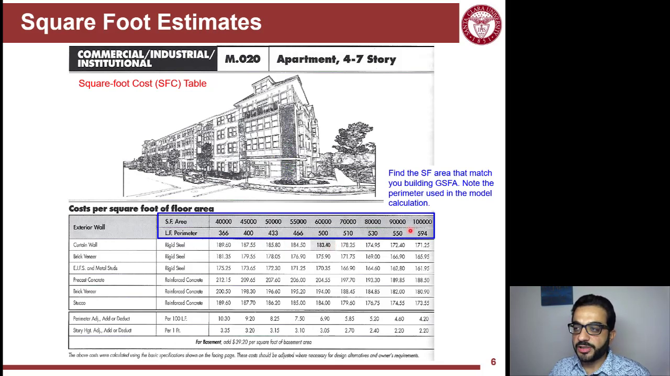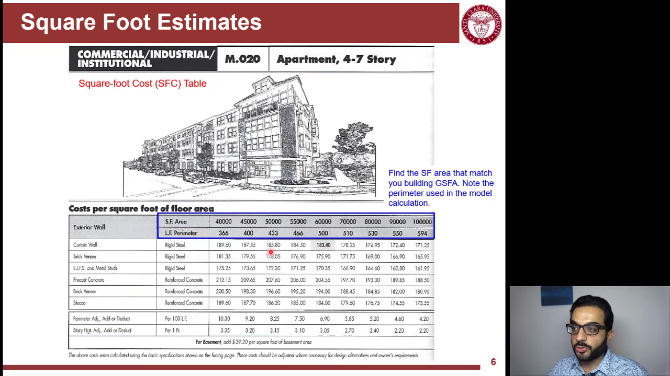And the RSMeans data here kind of classified generally when you have, let's say, a 50,000 square foot building, they expect on average it will be around 433 perimeter linear foot. So they are trying to put the apartment buildings of 4 to 7 stories in typical looks. So you try to see which bucket you are in, which type of building, which size of building, which shape.